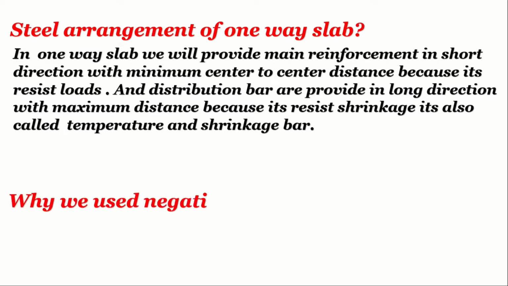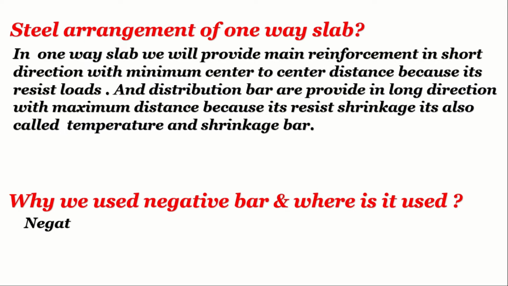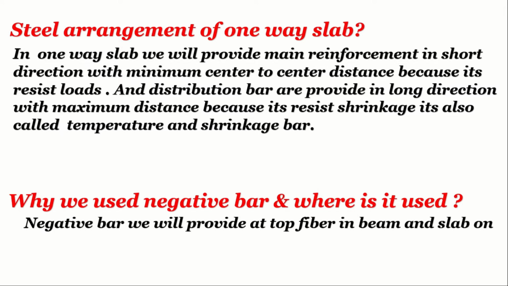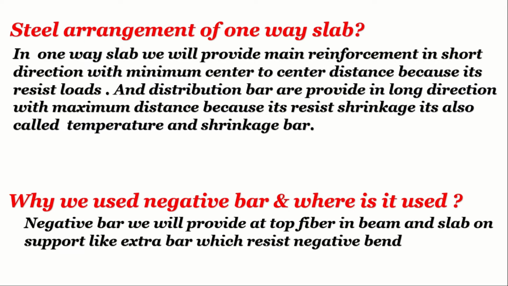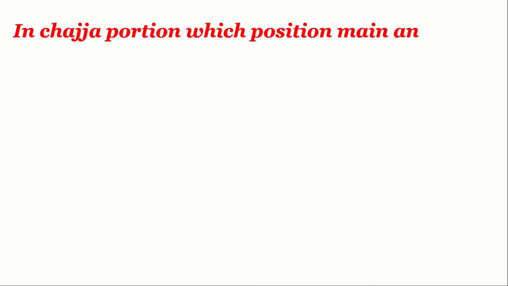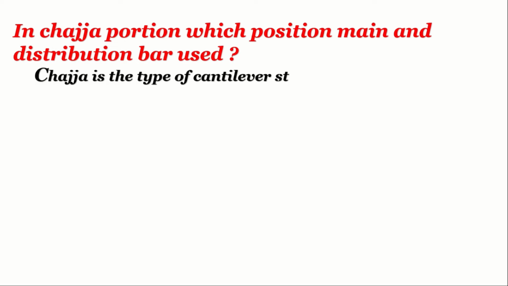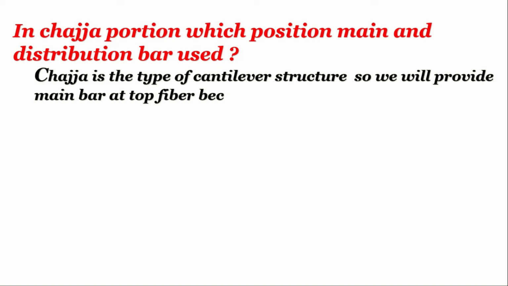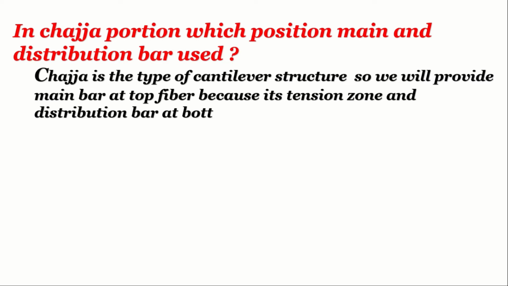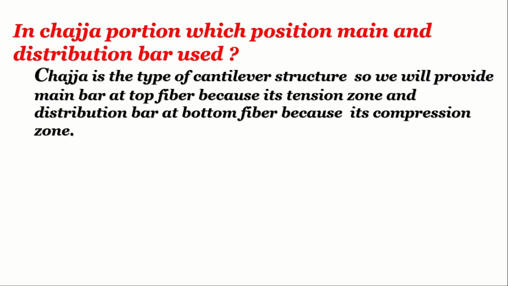Why do we use negative bar and where is it used? Negative bar we provide at top fiber in beam and slab on support, like an extra bar which resists negative bending moment or hogging. In chajja portion, which position are main and distribution bar used? Chajja is a type of cantilever structure, so we provide main bar at top fiber because it's the tension zone and distribution bar at bottom fiber because it's the compression zone.